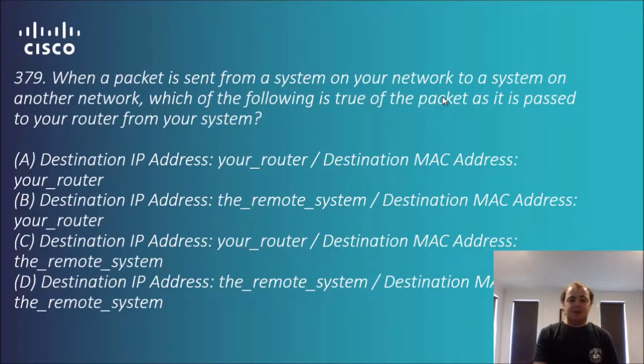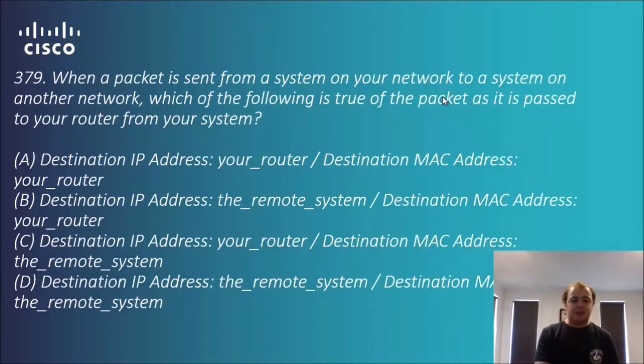We've got: when a packet is sent from a system on your network to a system on another network, which of the following is true of the packet as it is passed to your router from your system? We've got: destination IP address for them, your router, destination MAC address, your router, remote system destination MAC address, your router destination MAC address, remote system destination MAC address, remote system.